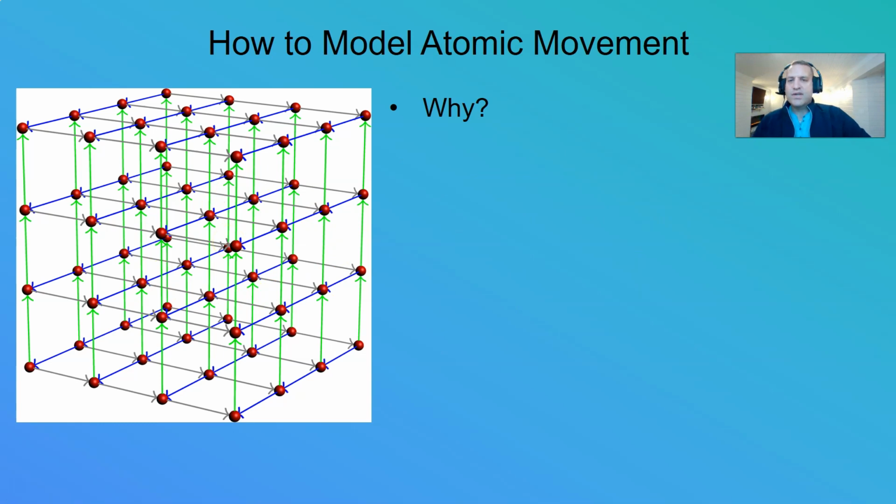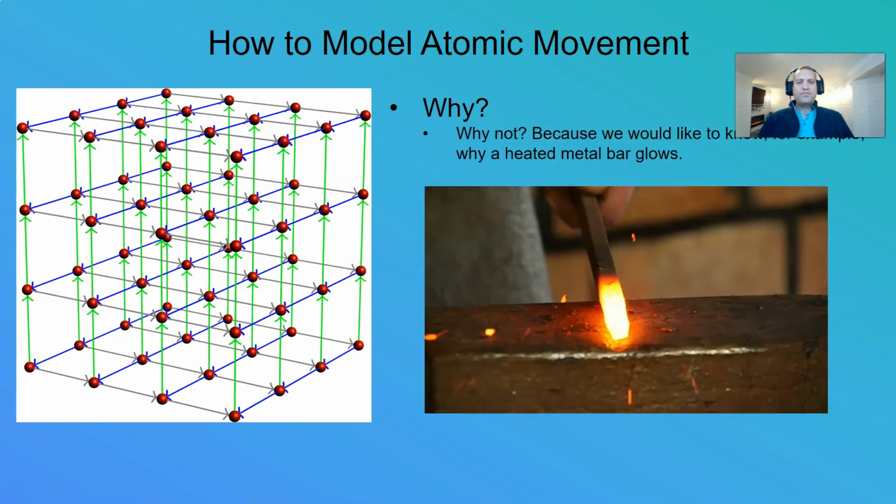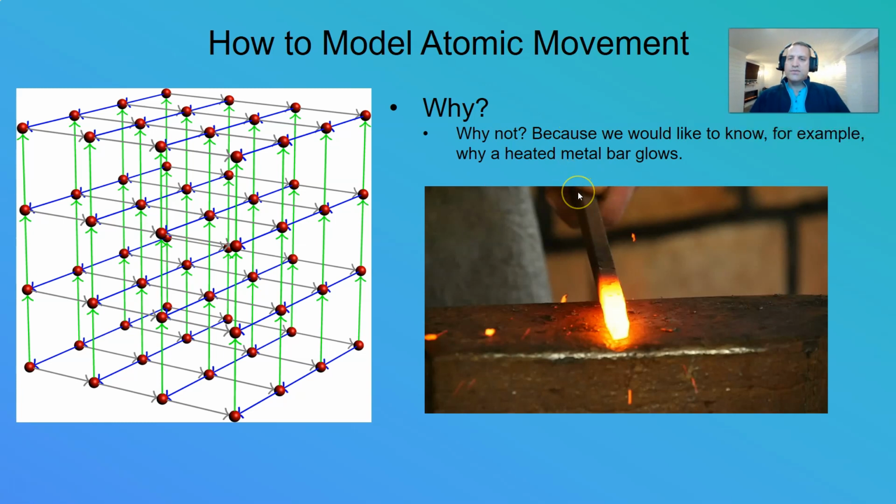So how to model atomic movement? Why would we want to? Well, why not? Of course, this is what we do in science. We like to understand things. Because, for example, we would like to know why a heated metal bar glows. So just think of that.